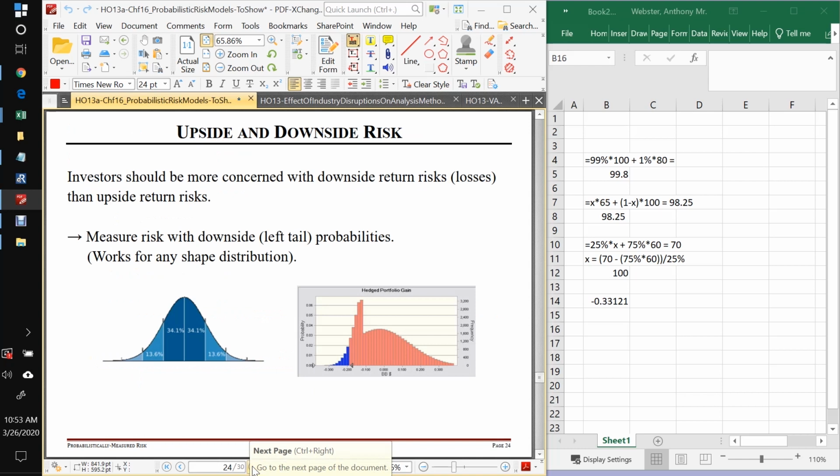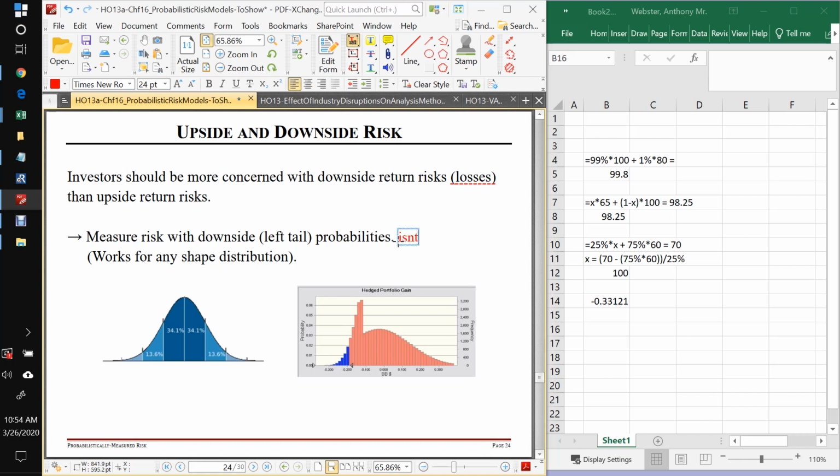So a couple more things to get to in this chapter. The next is upside versus downside risk. In general, investors should, of course, be more concerned with downside return risks, which are losses, okay, than upside return risks. And what we want to do to ensure that we're focused on downside return risks is try to, whenever we can, measure our risk with downside left tail probabilities.